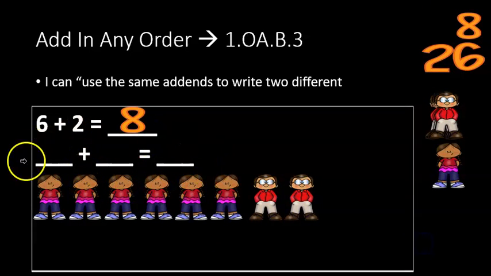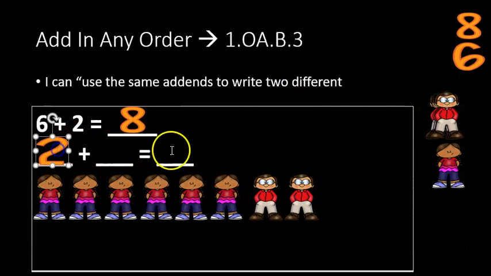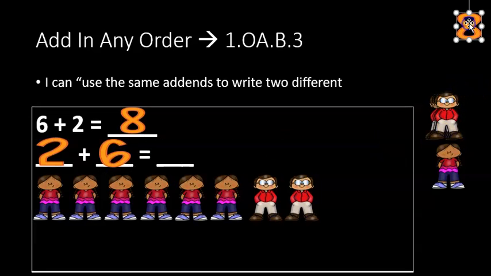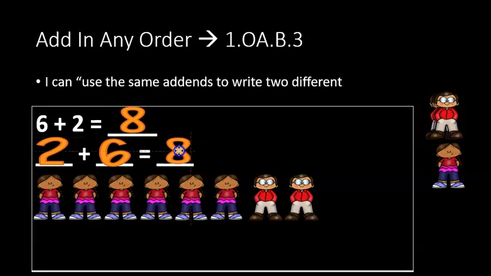Now, for this second addition equation, we do the same thing. All we're going to do is switch these two numbers. So 2 is right here. So 2 goes up front now. Okay, 2. 6 was right here. So 6 has to come into that next line. And boys and girls, as always, you should have that same answer there. 8 and 8. So we have 6 plus 2 equals 8. 2 plus 6 equals 8. And here is our photo that we created. That's what we call, boys and girls, add in any order, okay?